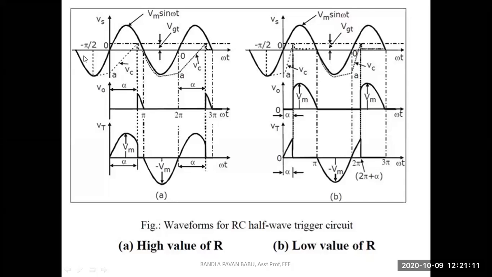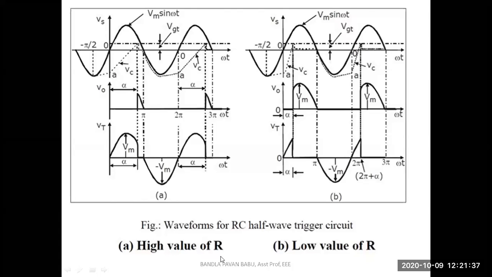Look at this input waveform. This is Vs. Obviously the x-axis is omega t in radians. So this is the input voltage Vs, the output voltage V naught, and the voltage drop across the thyristor Vt. Okay, these are the waveforms for the RC half wave circuit because it conducts only for the half cycle. For the next half cycle it will not conduct, as we have seen in the resistance triggering.